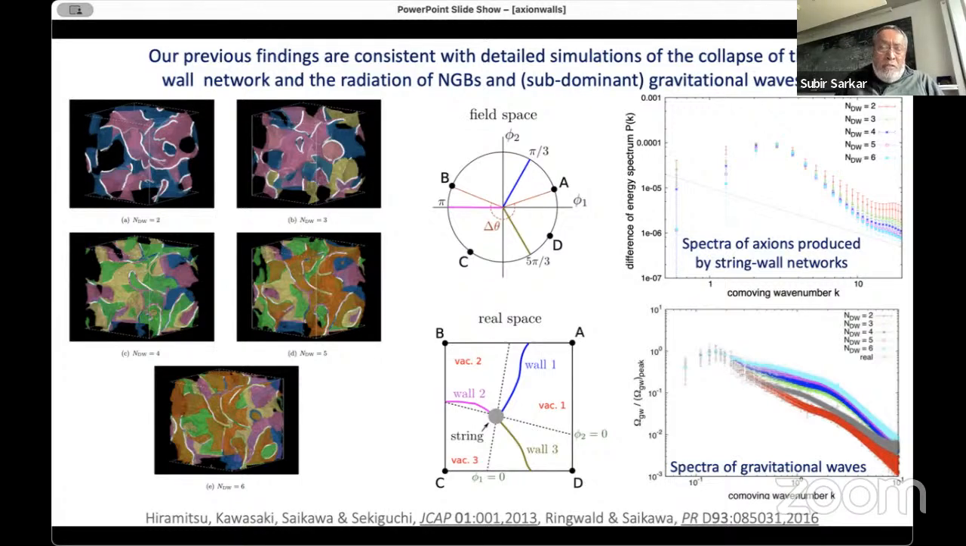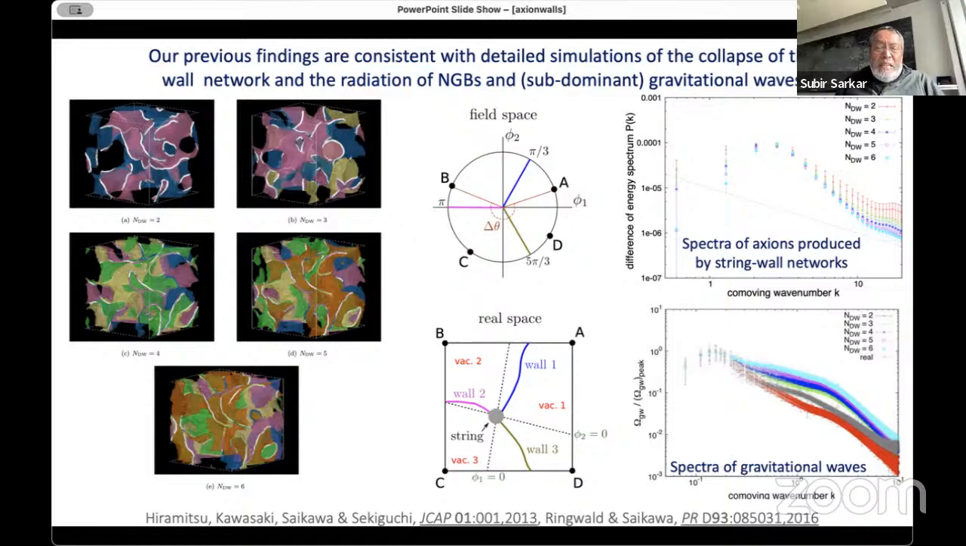It turns out that in the first simulations, it was something like 100, but now the answer is closer to something like 5. And this is the counter to the belief of Mike Dine that the walls radiate extremely relativistic axions. The simulations do not support that intuition.